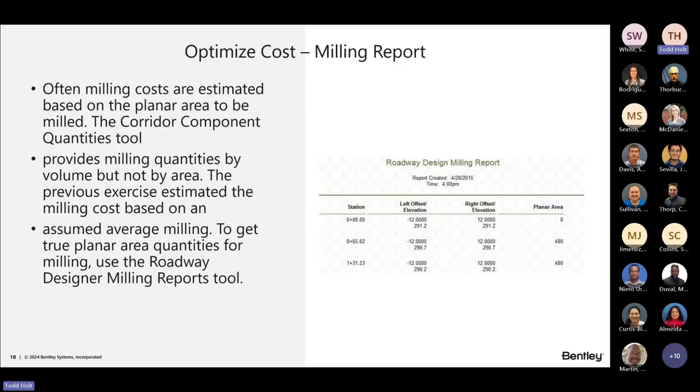Often milling costs are estimated based on the planar area to be milled. The corridor component quantities tool provides milling quantities by volume, but not by area. So we'll look at those as well. Looking at the exercise, we'll run through some of that as we have time to look at some of these different reports and the examples that we'll build.